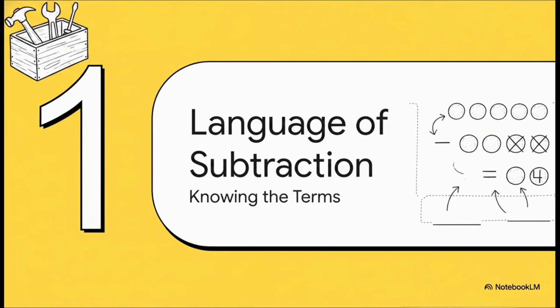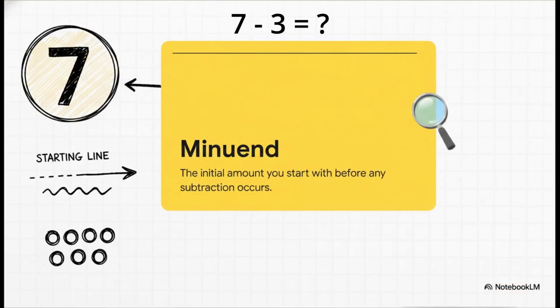Section 1, the language of subtraction, knowing the terms. Because before we can solve anything, we need to know what we're looking at. Let's look at the very first number in our equation, which we call the minuend. In this case, it's the 7. This is the initial amount you start with. Think of it like the total amount of cash in your wallet before you buy anything. It's the whole collection of whatever we're looking at before a single thing gets taken away. Minuend equals your starting line.